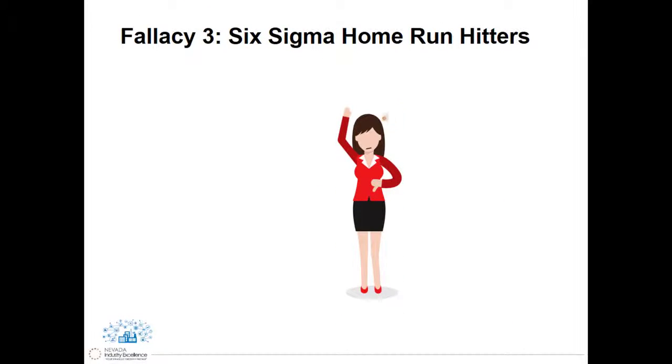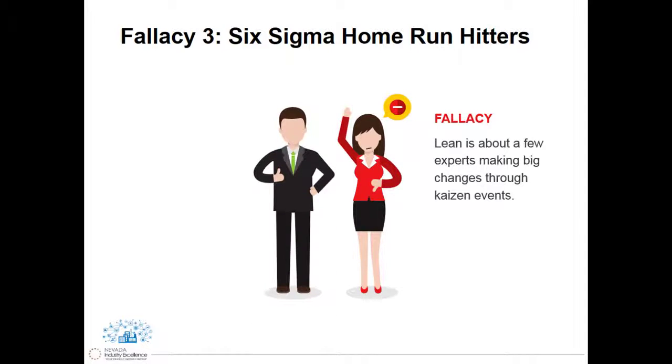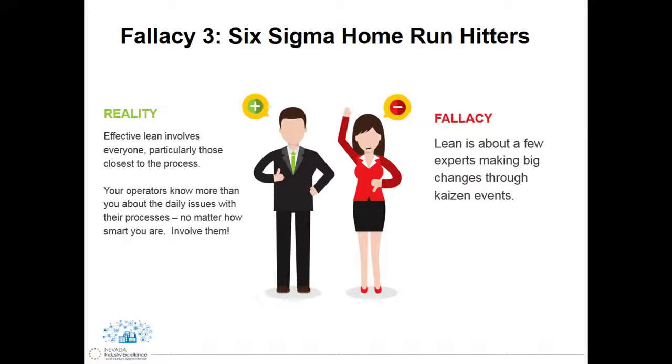The mistaken notion that lean succeeds by confining efforts to a few Six Sigma heavy hitters who make large changes through Kaizen blitzes or events. This typically doesn't work because the foundation has not been built to sustain improvements. Once experts move on to the next improvements, gains crumble because those tasked with the daily work had no input into those improvements. In reality, effective lean involves everyone, particularly those closest to the process.